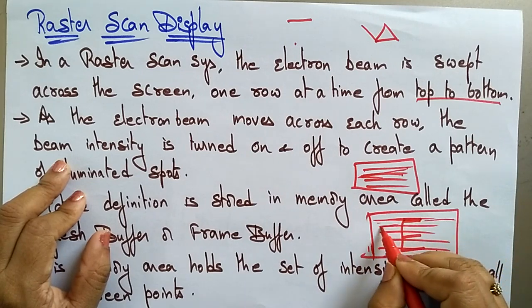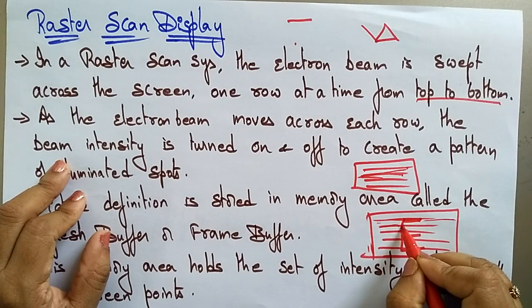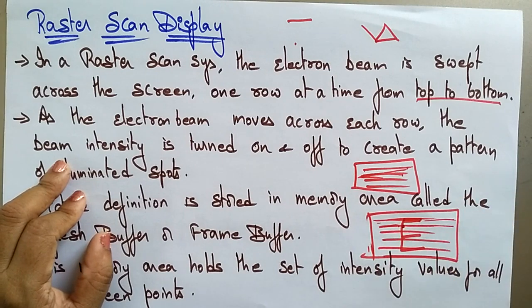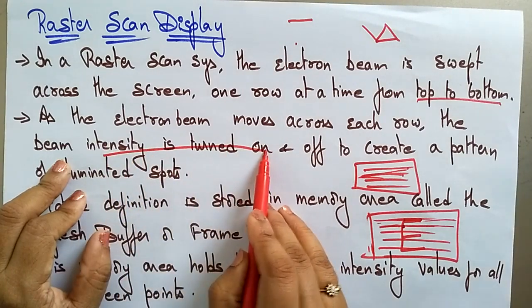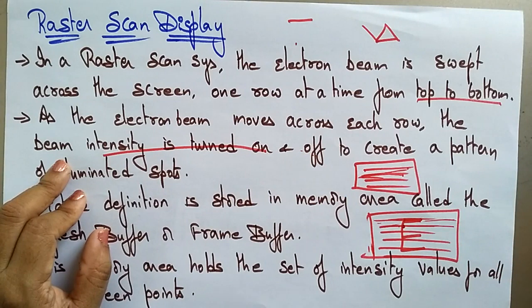Again it comes back. At this position the electron beam is off. Again it is on in this position, and after that it is off. Like that, wherever you want the picture, there the electron beam intensity is turned on. For the remaining part of the screen, the electron beam is turned off. But the electron beam has to move across each row. So wherever the image has to be displayed, in that position the electron beam is turned on.